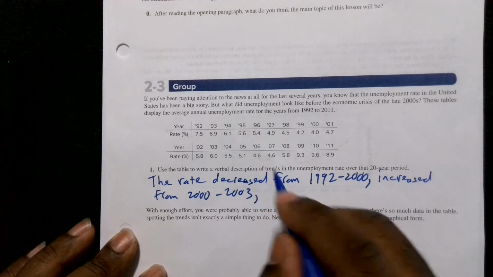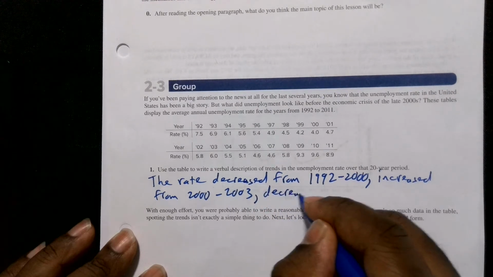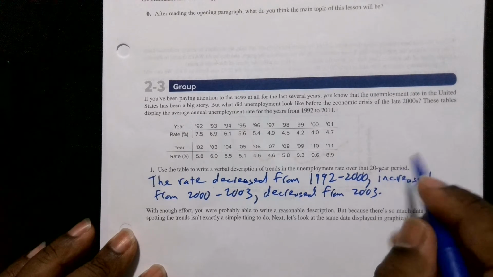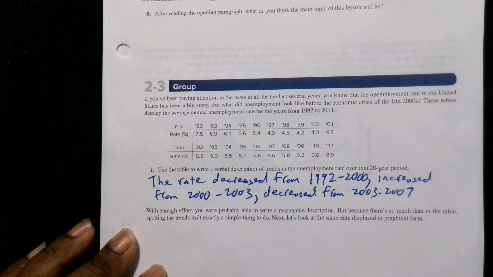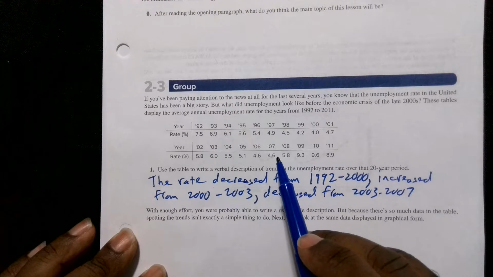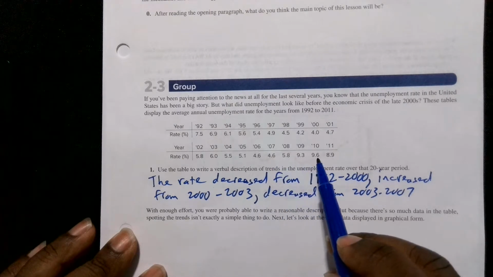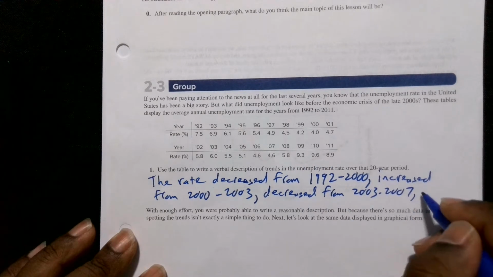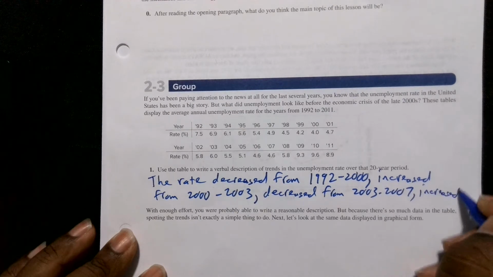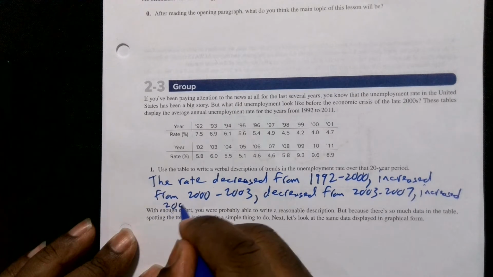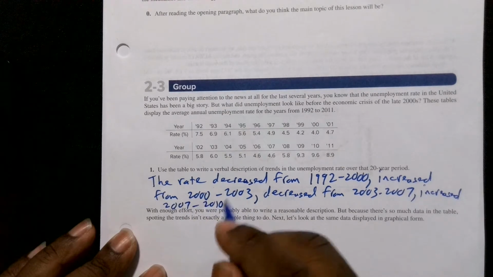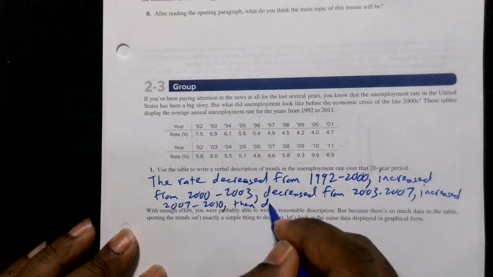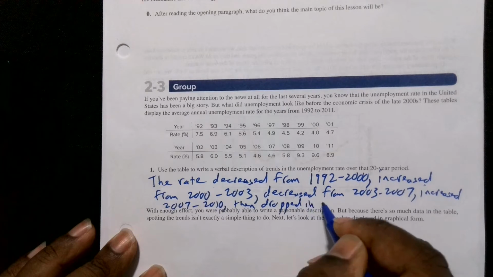Now if we look here from 2003 to 2007, it decreased again. So it decreased from 2003 to 2007. And then from 2007 to 2010, if you notice, it increased again. So we will put increased from 2007 to 2010. And then finally you notice that it dropped in 2011.